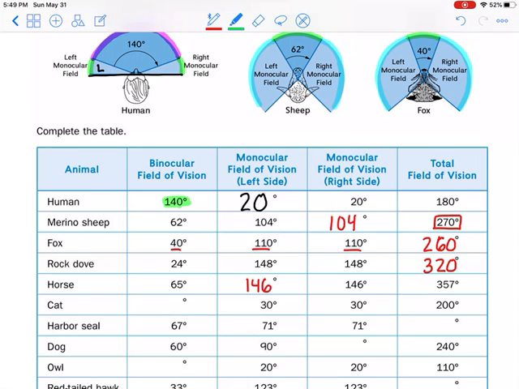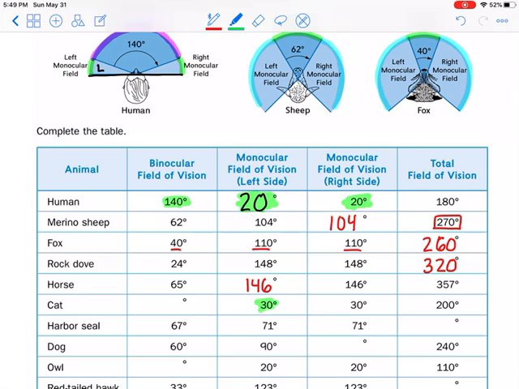Now, you're probably noticing a pattern here, that the monocular field of vision for the left side is usually the same for the right side. So as far as all of our examples go, they're all the same. So sometimes you might not even have to do the math.